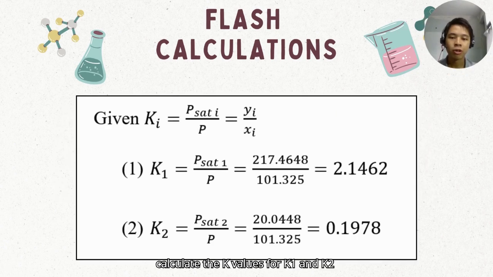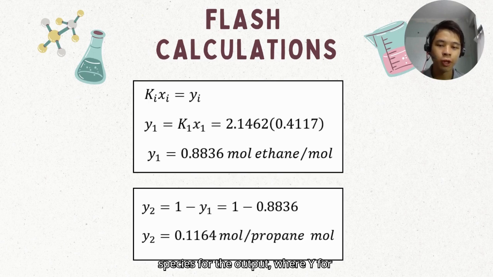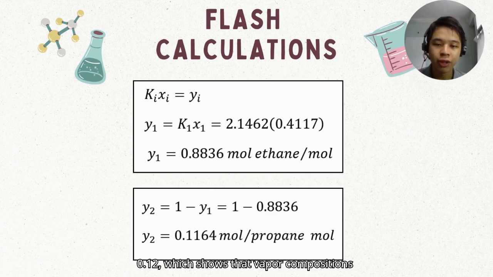Continuing on, we will calculate the K values for K1 and K2 using saturation pressure of ethane and propane and the operating pressure, where the K1 value is 2.14, which is more than 1, and the K2 value is 0.19, which is less than 1, which shows that separation does occur. Using K values, we can calculate the Y compositions of both species for the output, where Y for ethane is 0.88 and Y for propane is 0.12, which shows that the vapor composition is mostly ethane.